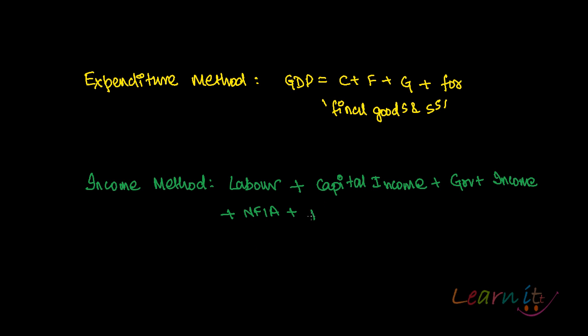Then depreciation. What is depreciation? You purchase a machine in some year. You are using that machine over a period of time. It is subjected to some amount of wear and tear. Now, when firms are calculating their profits, they are subtracting this depreciation. So you need to add this amount back into the sum of other incomes in order to correspond to what GDP is trying to measure.